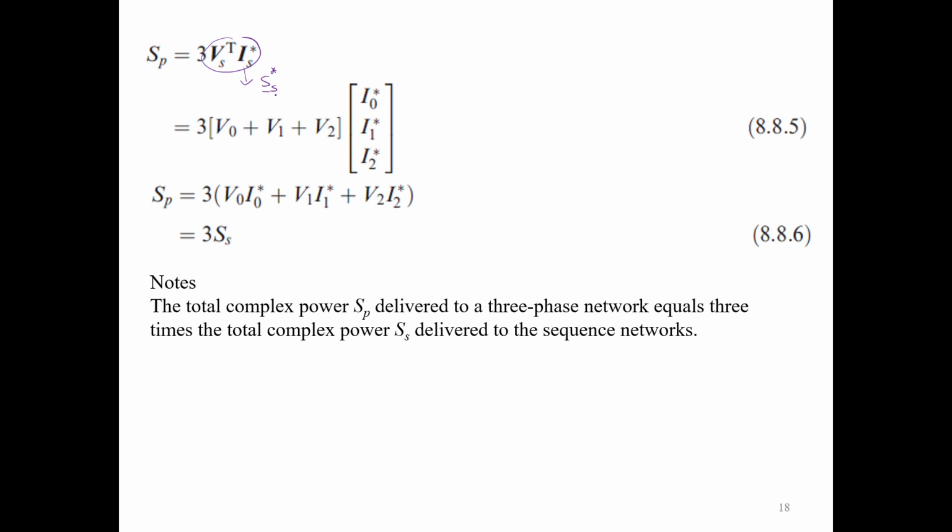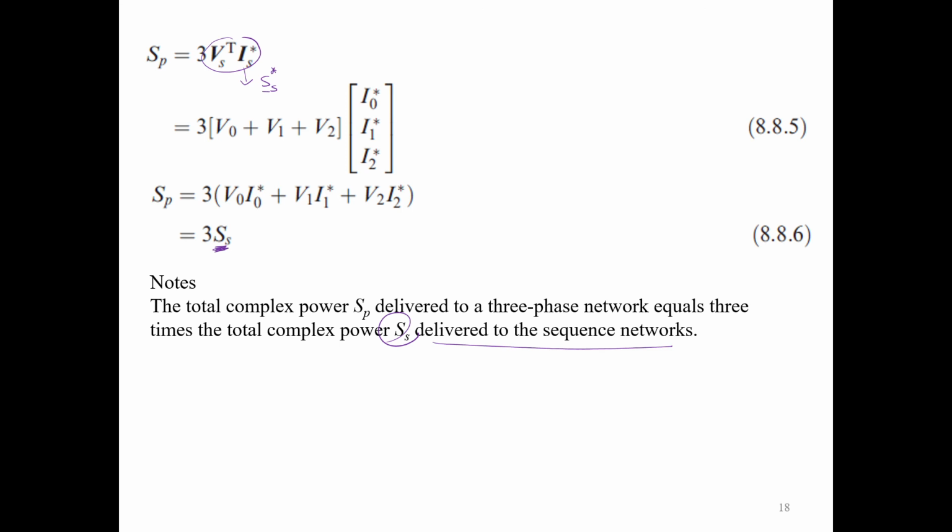S of S standing for the complex power expressed in terms of sequence quantities. So the summary is that the total complex power delivered to the three-phase network is equal to 3 times the total complex power delivered to the sequence network. This is the conclusion. If you manage to find the complex power in sequence quantity, and you want to know the complex power in phase quantity, you just multiply this by 3.